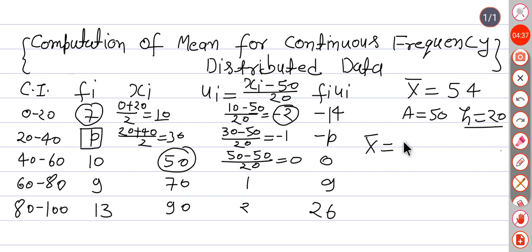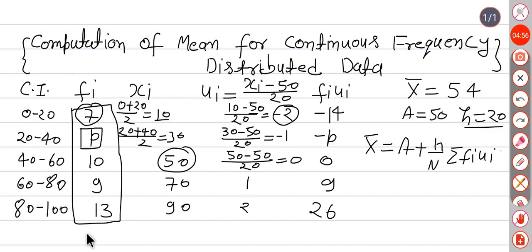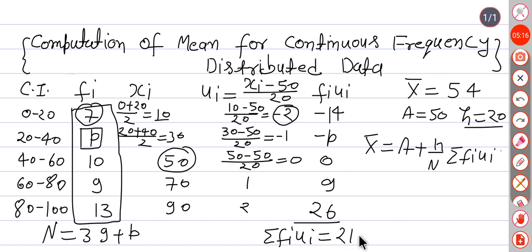Now let us write the formula of how to find the mean. x bar is equal to A plus h upon capital N summation over fi ui. Here how will you get capital N? Add all the frequency values, so that would be 39 plus P. You will also require the summation of fi ui, and that would be 21 minus P.